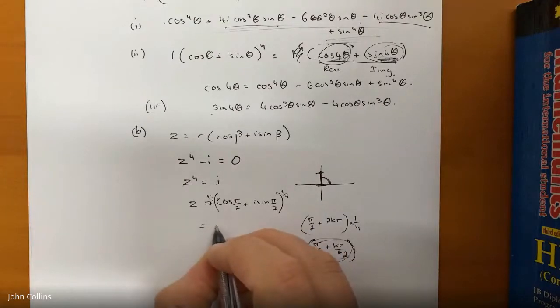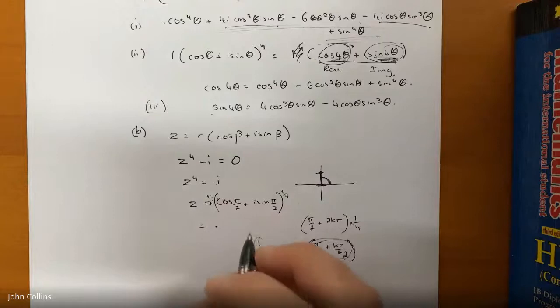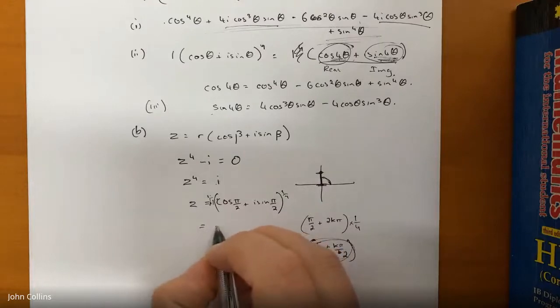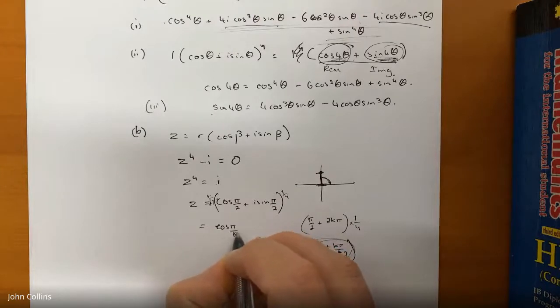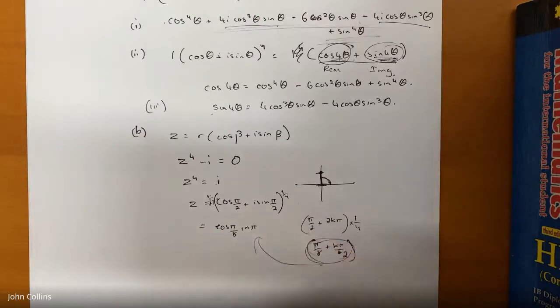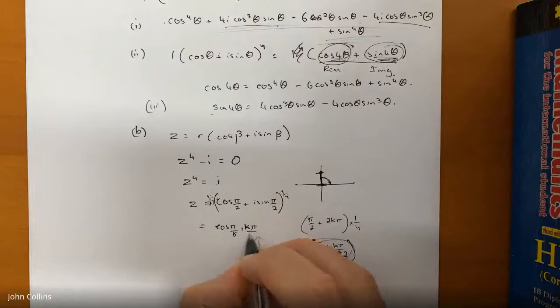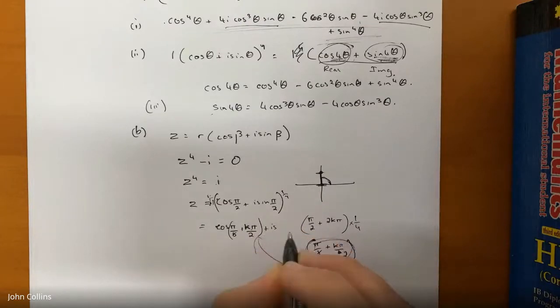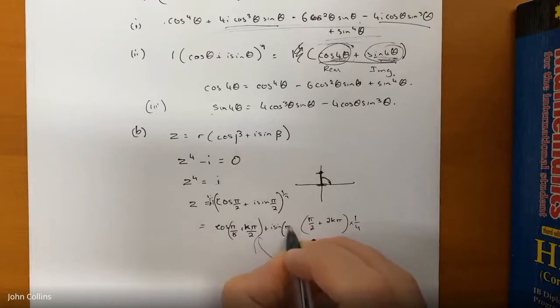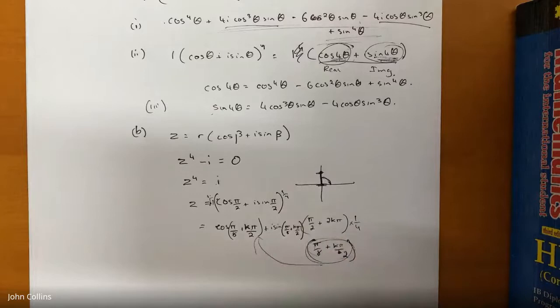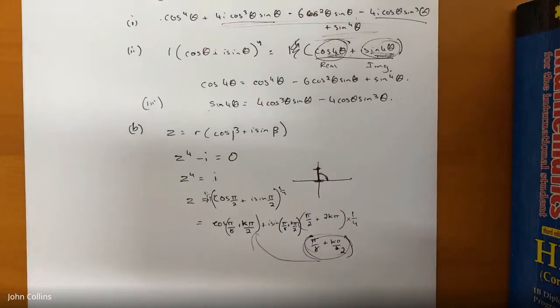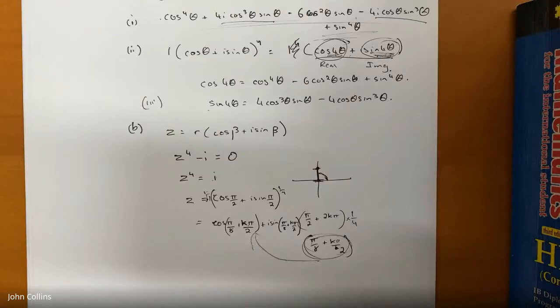We don't need to do the fourth root of 1, we know it's 1. So then it's cos of pi over 8 plus k pi over 2, plus i sine the same. Okay, so therefore we use it at its smallest positive argument.